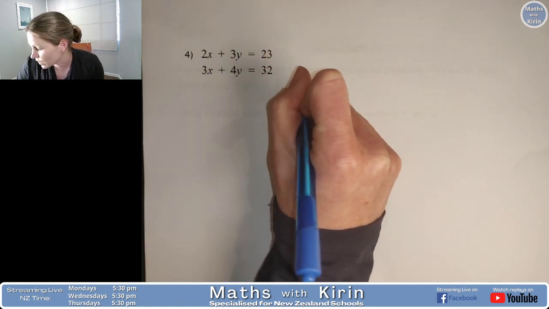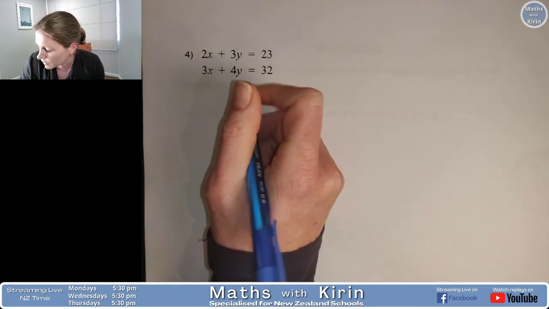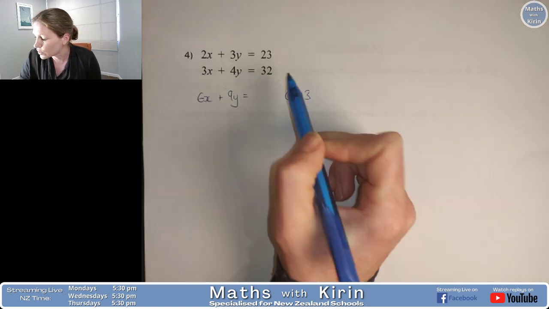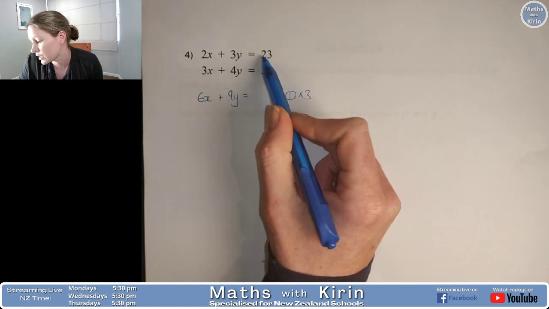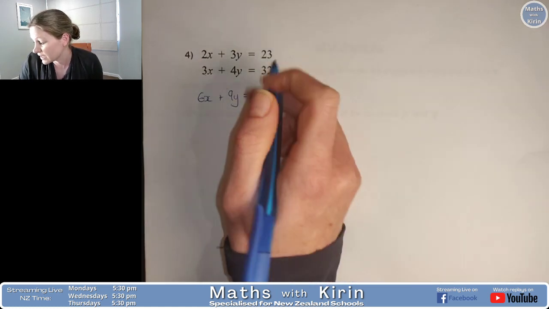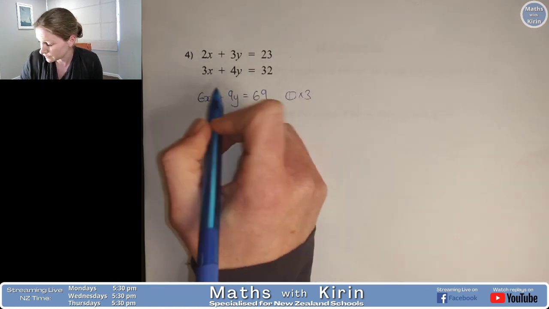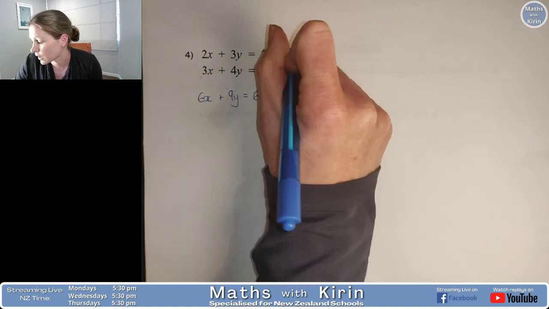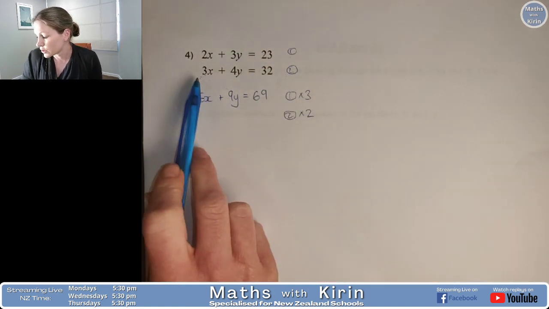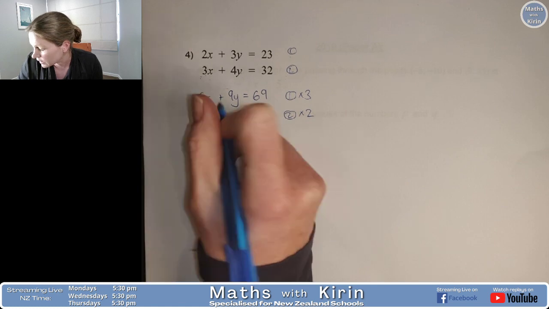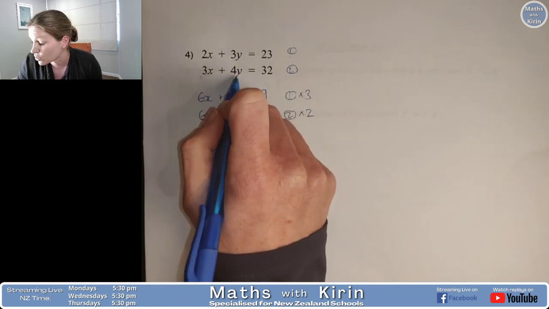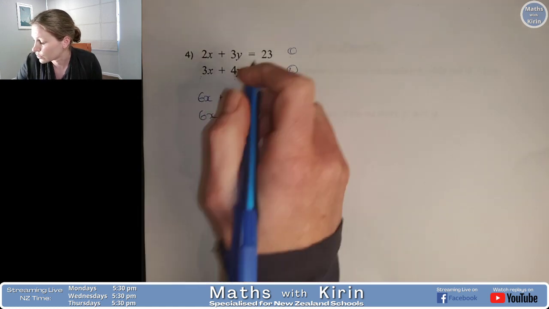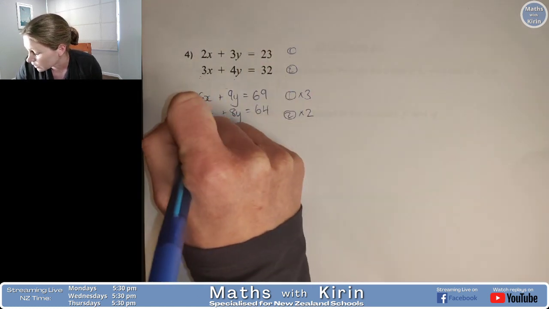So we're going to take equation 1 and multiply it by 3. So this becomes 6x plus 9y equals 23 times 3. So 20 times 3 is 60 and 3 times 3 is 9. And then we're going to take equation 2 and multiply it by 2. Okay, and if I number those. So 3x times 2 is 6x, 4y times 2 is 8y, and then 32 times 2 is 64.